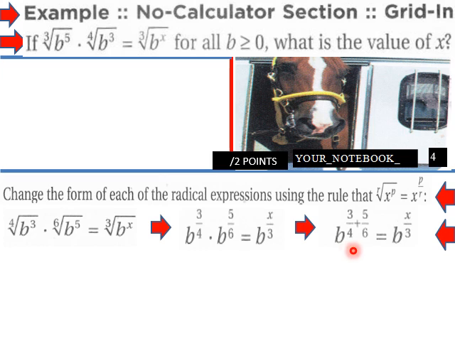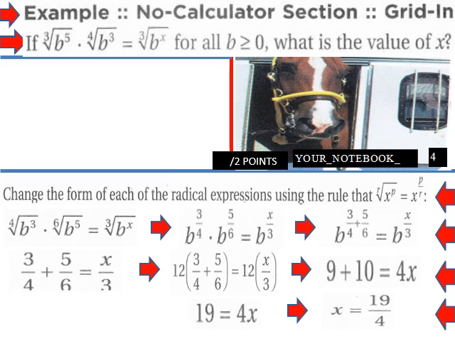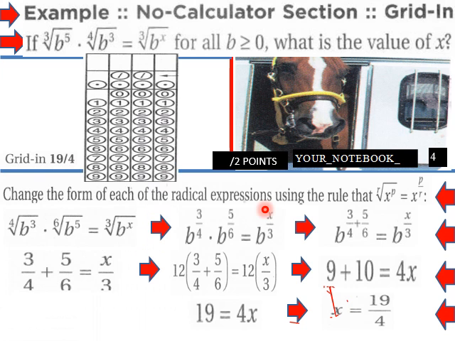And then we add our exponents here. 3/4 plus 5/6 equals x over 3. We're going to solve for our exponents here, and we continue to solve. 9 plus 10 equals 4x. 19 equals 4x, x equals 19 over 4. So you get a fractional exponent for that. Grid in 19 over 4: 1, 9, fraction bar, and then 4.